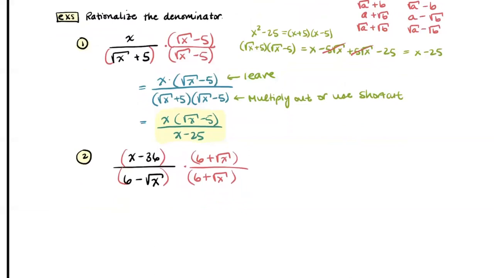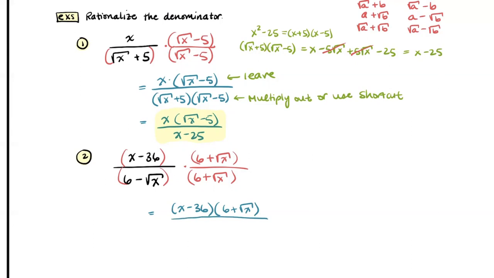Here, remember what we said in the last example. In the numerator, always leave it. Never bother FOILing out the numerator. So what I'm saying is leave it as x minus 36 times 6 plus radical x. Just leave it. It's fine. It's not part of our goal here to make that any different. We just want to rationalize the denominator.